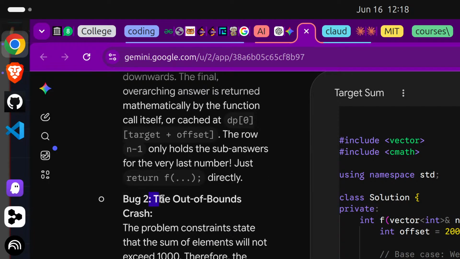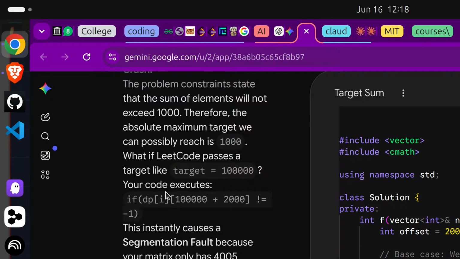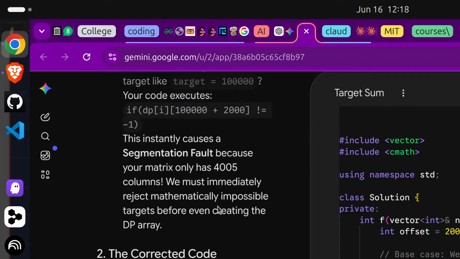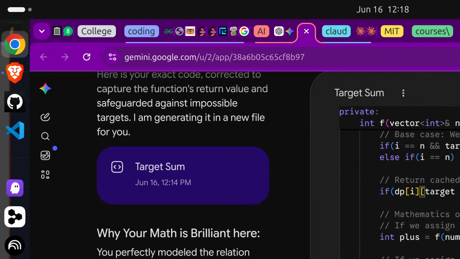So okay, out of bounds case. The problem constraint states that the sum of elements will not exceed 1000. Therefore, the absolute minimum target to be reached is 1000. Code executes. Okay, like offset 2000 to return 1. Okay. Okay, this is correct here. This is also correct. Right. This is also correct.